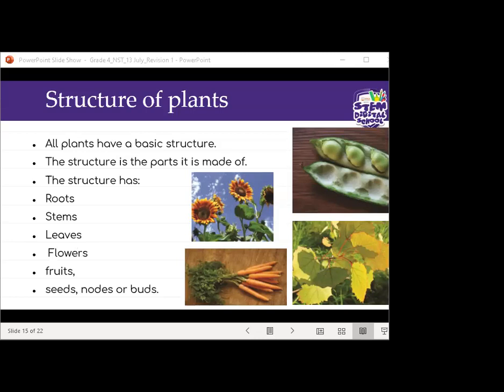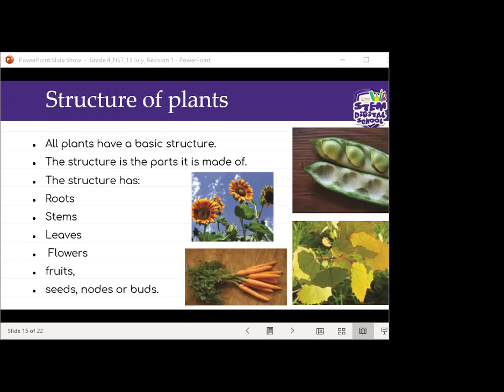Okay. So guys, while we're still here on the roots, stems, leaves, as well as flowers, I'm gonna ask, I see Michaela's hand is up. Let's hear from Michaela. The functions of a root.